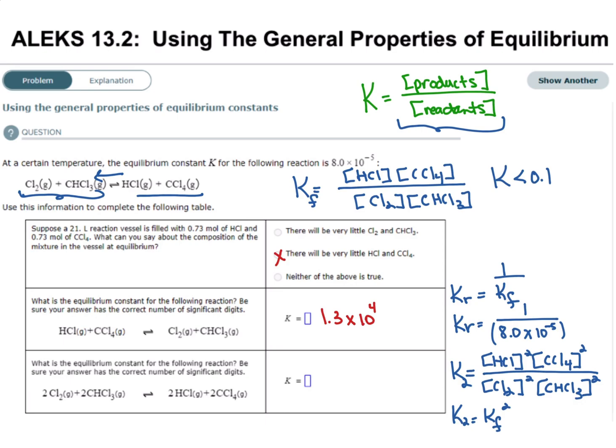So we're just going to do that. Raise it to the power of 2. So this would equal 6.4 times 10 to the negative 9. Let's take a look at the next example.